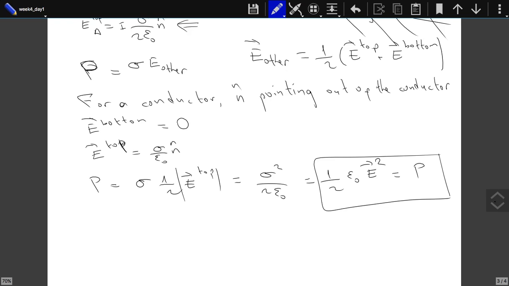What are the units of pressure and energy density? What's the unit of pressure?